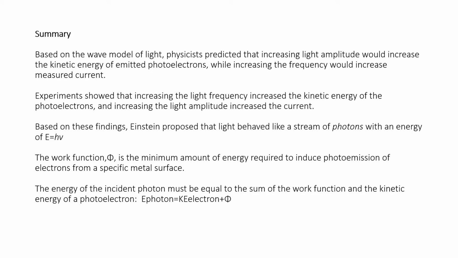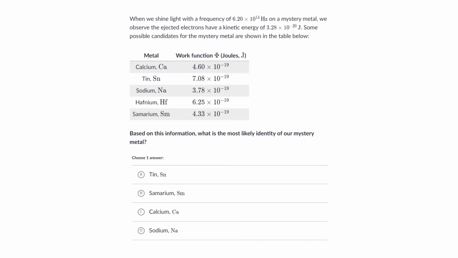The work function, or phi, is the minimum amount of energy required to induce photoemission of electrons from a specific metal surface. The energy of the incident photon must be equal to the sum of the work function and the kinetic energy of photoelectrons, which has the formula E photon equals kinetic energy plus phi, or the work function. Now, let's have a little bit of practice of what we have learned today.